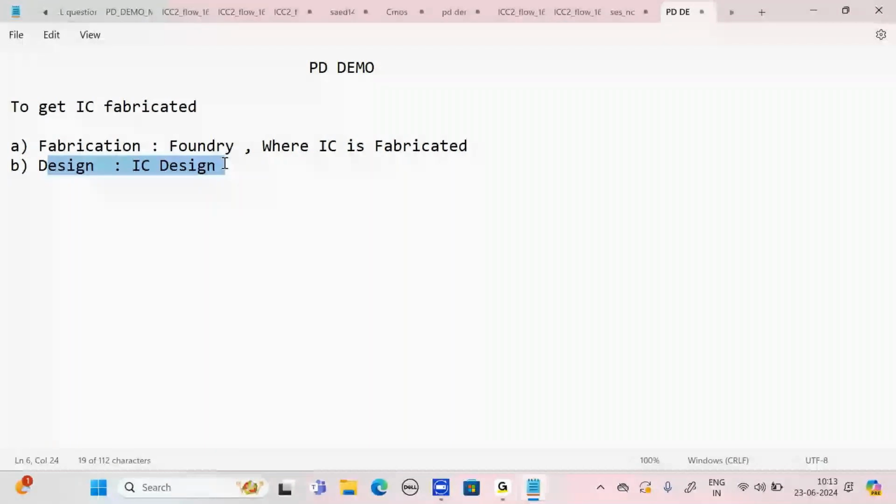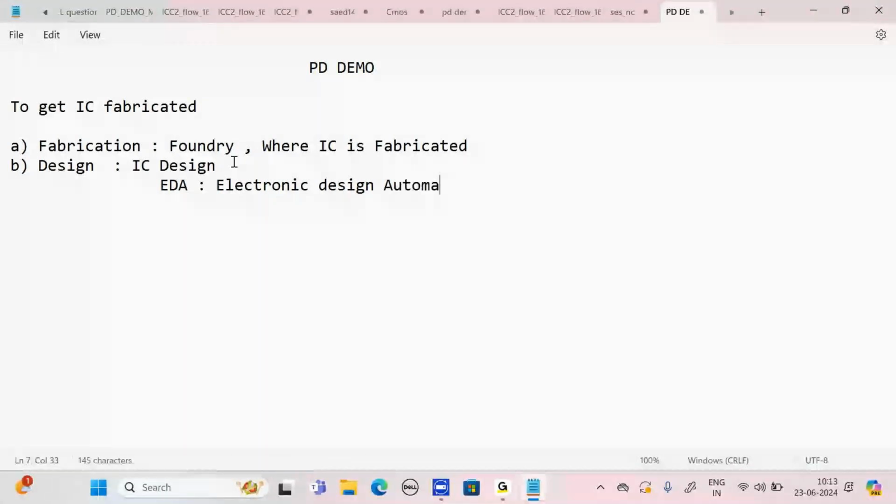IC design happens by using a computer. In the laptop only we are going to work. We are not going to do anything in the circuit board, right? So we use EDA tools. What does EDA stand for? Electronic Design Automation tools.